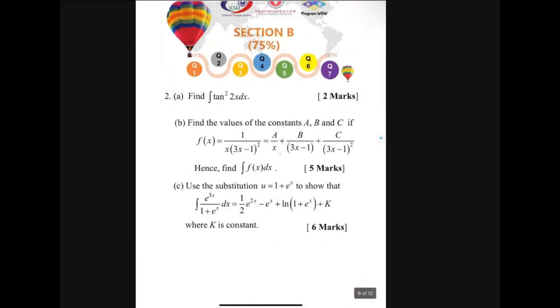So question number 2, this involves topic 2, integration. For integration, it covers lots of subtopics. You have to do very thorough, very detailed revision, because most of the time the question would require you to use all the techniques. Okay. So first part, question 2a, we have to find the integral of tangent squared x dx.